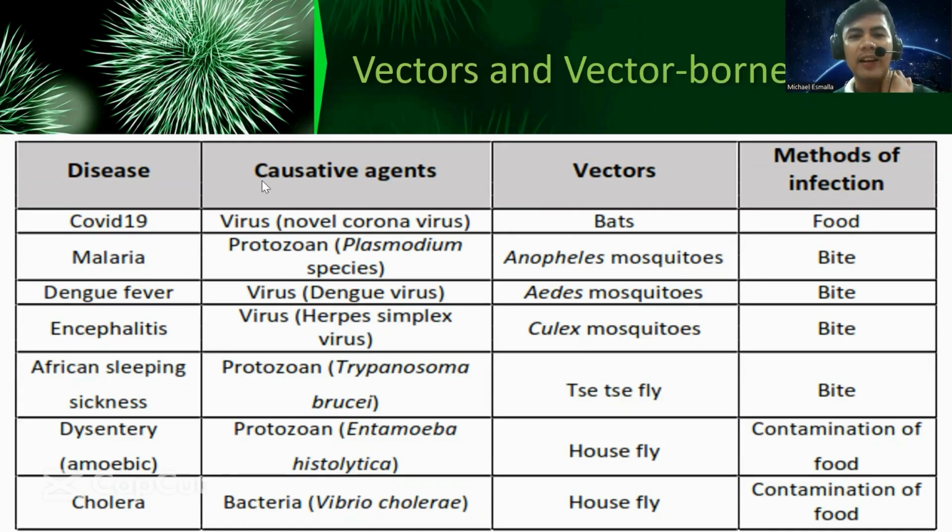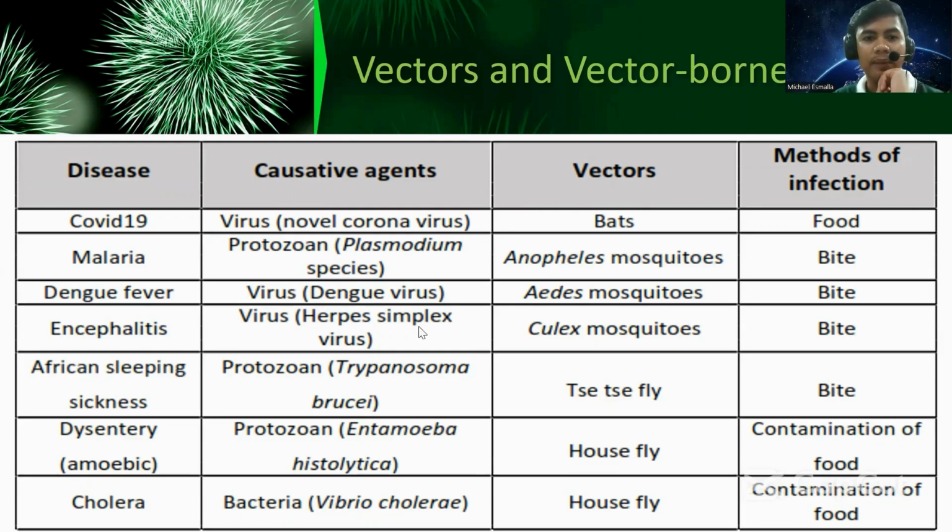Malaria, ang kanyang causative agents are protozoan. Those are the different organisms nga nag-live sa vectors, okay? These are the causative agents. So we have Plasmodium species, and its vectors are Anopheles mosquitoes. And then the method of infection is through biting. And then we have here dengue fever. We have virus naman ang kanyang causative agent, which is the dengue virus. And then yung kanyang vectors are the Aedes mosquitoes. And then through bite pa rin ang kanyang infection.